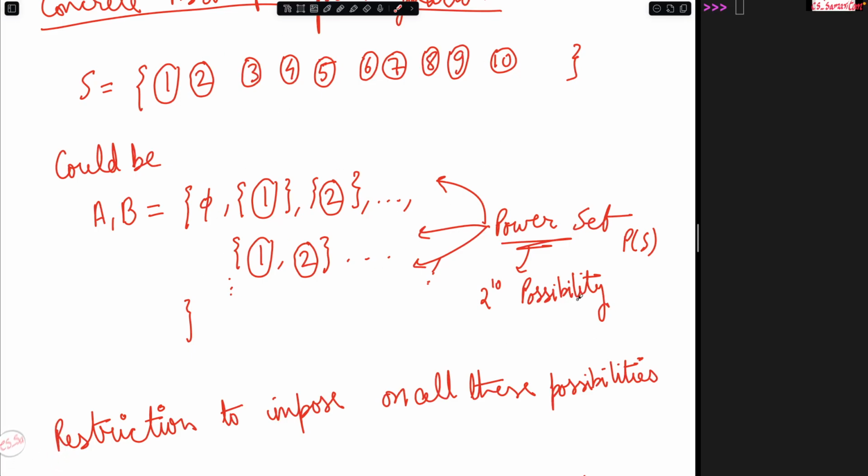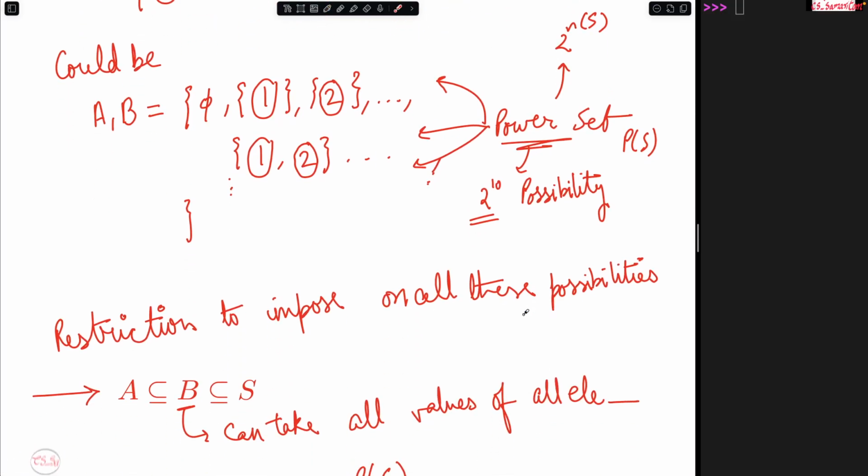The numerical expression that gives the size of a power set is basically 2 raised to the power of n, the cardinality of S, and the cardinality of S has been given as 10. So the size of the power set over here is going to be 2 raised to the power of 10. Okay.